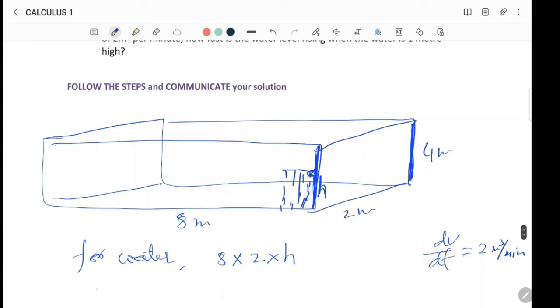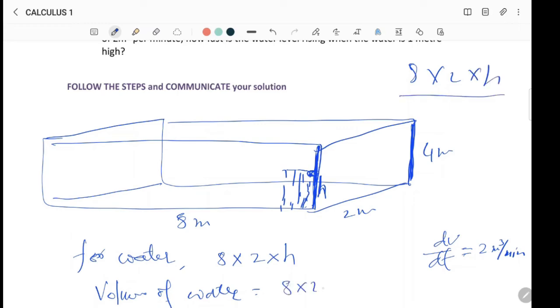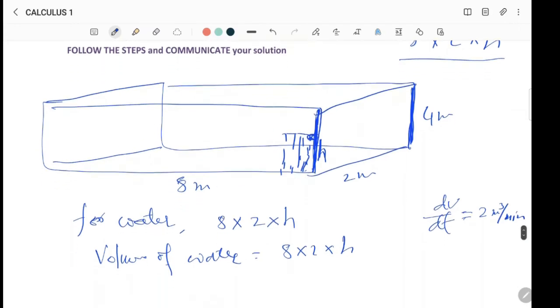So what would be the volume of water? Volume of water, not volume of the tub. Volume of tub will be 8 into 2 into h, but volume of water will be 8 into 2 into height. And I'm considering this volume of water as 16h here, 8 times 2, and dV over dt is the rate of water.